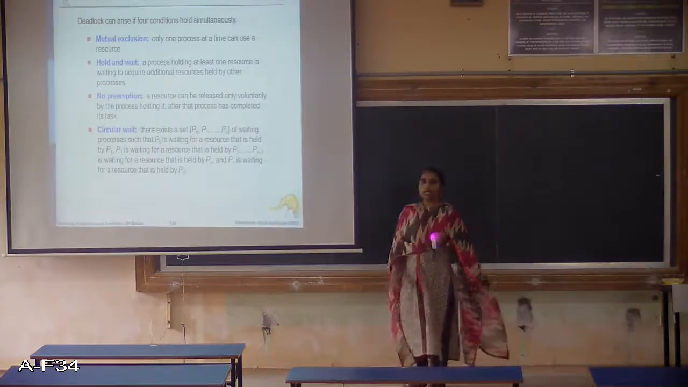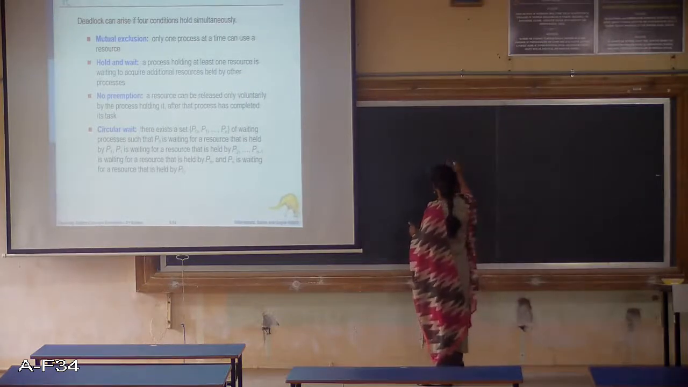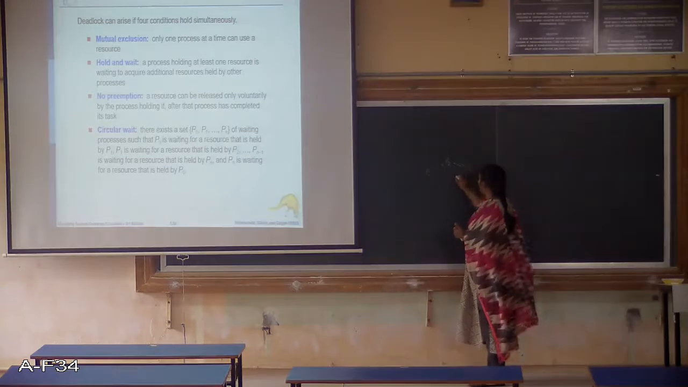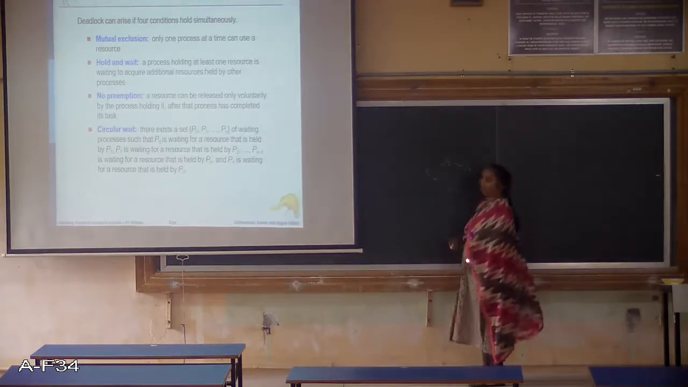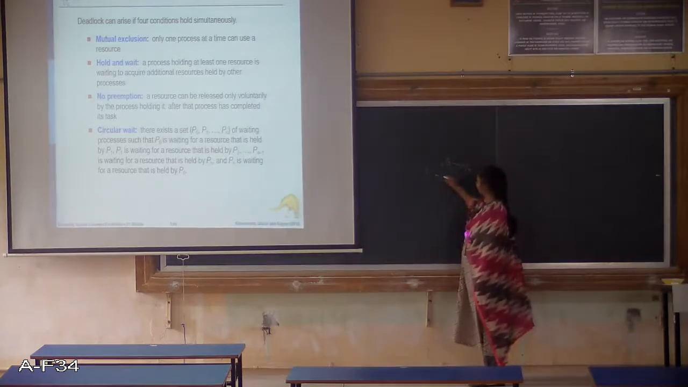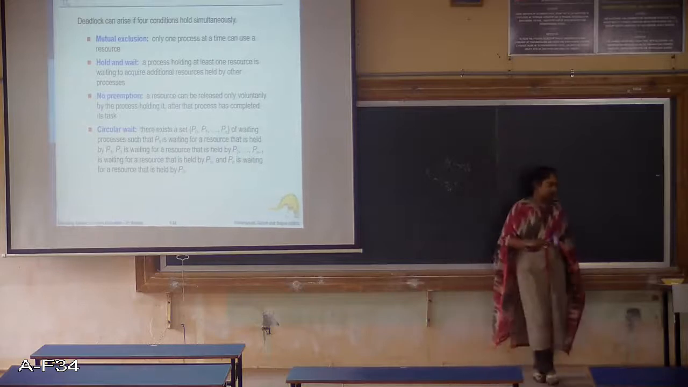Next one is circular wait. I have explained circular wait: P1 is waiting for P2, P2 is waiting for P3, P3 is waiting for P4, and P4 is waiting for P1 back. So if there is a circle of waiting, then it is a deadlock situation.